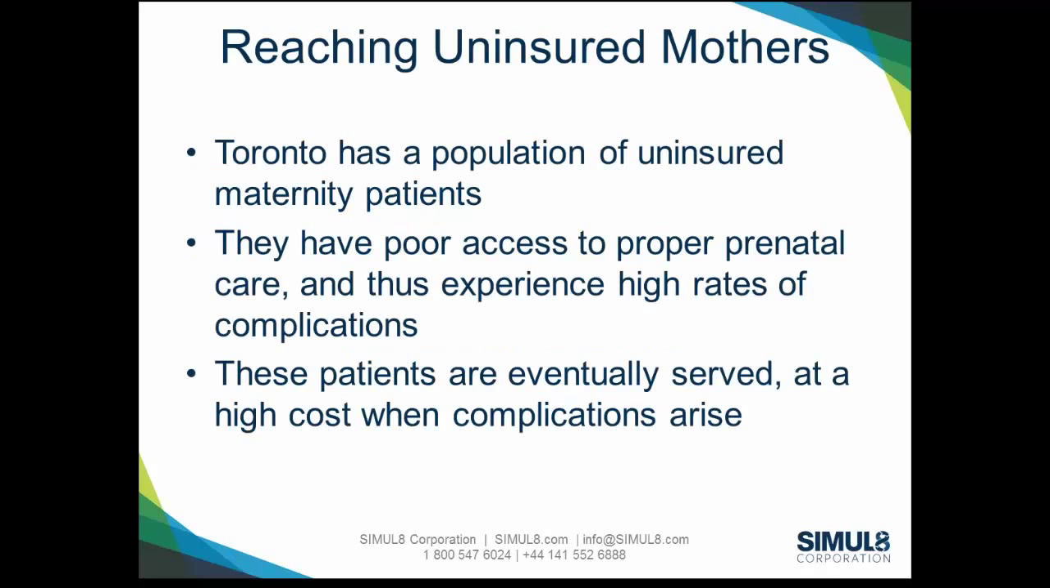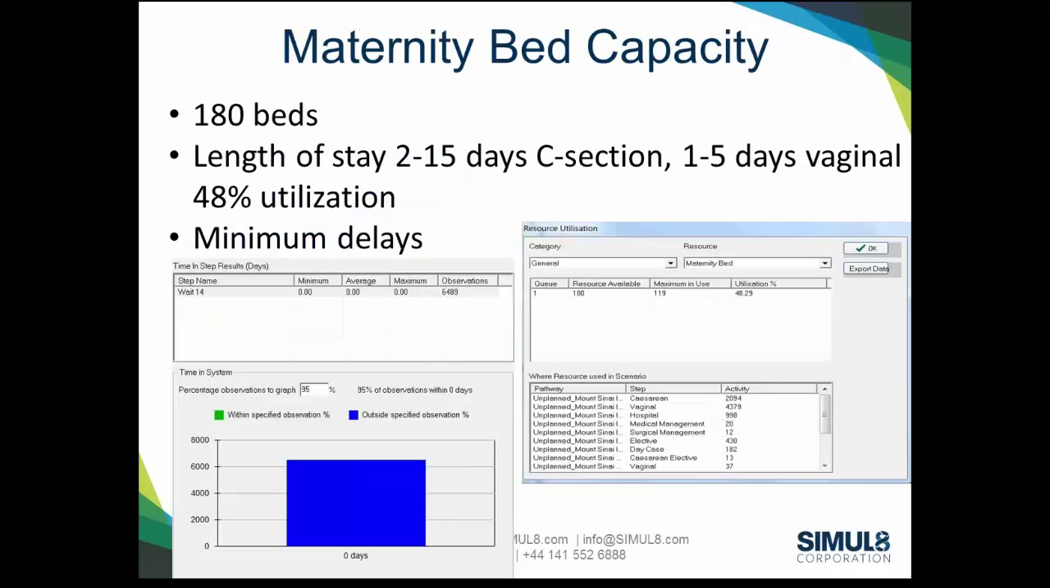In this particular case, Toronto had a population of uninsured maternity patients, and people were concerned about their proper prenatal care and therefore their complications, so that when they come to the health service, it's a much higher cost because they have those complications at a very late stage. So the question was, what could you do about that if you provided antenatal care? And so a number of questions were asked about utilisation of beds, how long people stayed in beds, and what the likely impact would be.